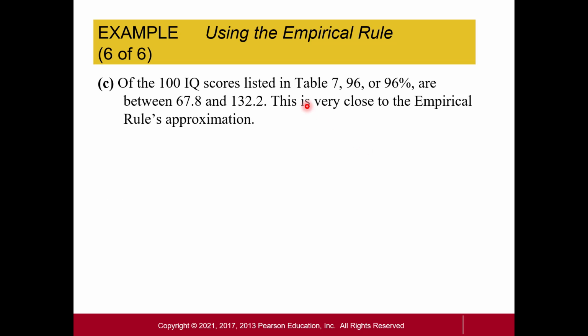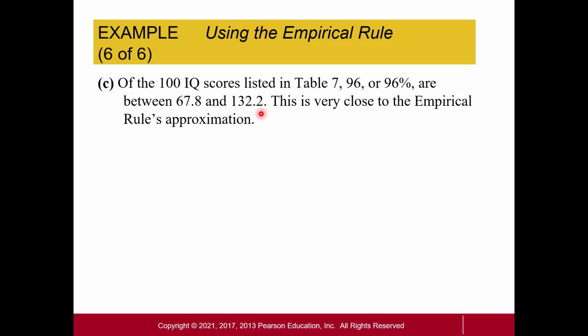Now, this time we're going to do the same values of 67.8 and 132.2, but we're not going to just use the empirical rule. We're going to calculate. So of the 100 scores listed in the table, 96% of them are actually between those two numbers.